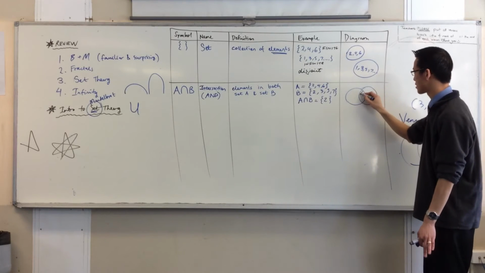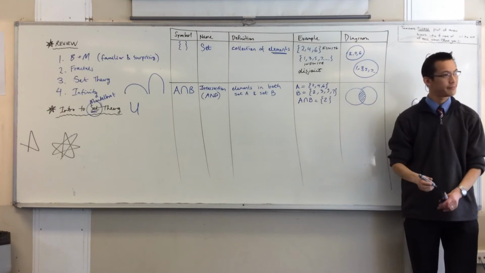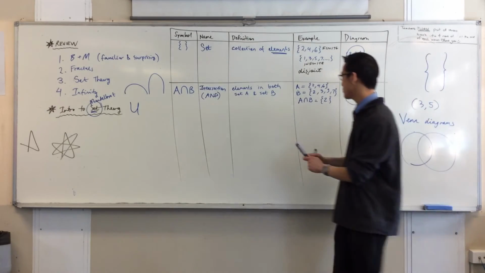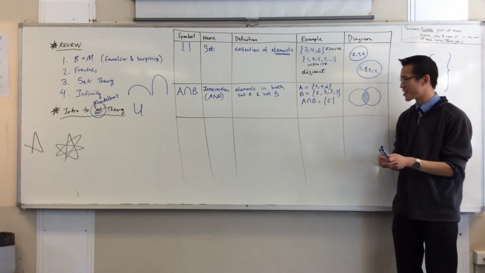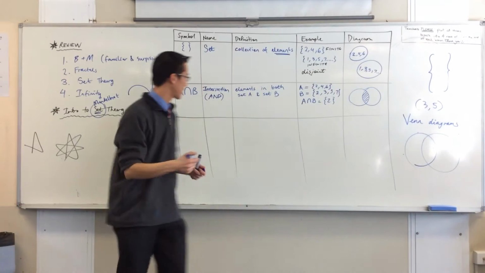Intersection would be this area in here. There you go. Okay. Now, the big brother to intersection is union.